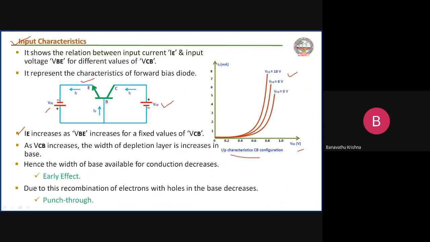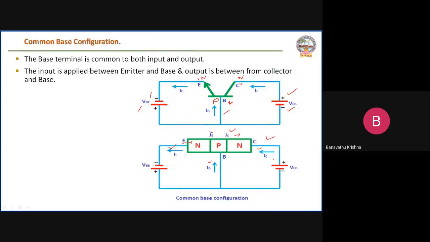As VCB increases, the width of the depletion layer increases in the base region. Okay, so let us see here: as VB is going to increase, it goes into the forward bias condition automatically, and the emitter current is also going to increase. Whereas VCB is going to increase, VCB is in increasing order.